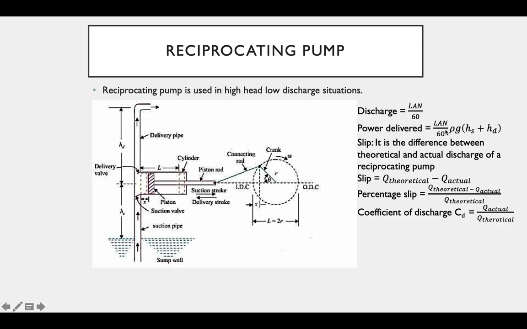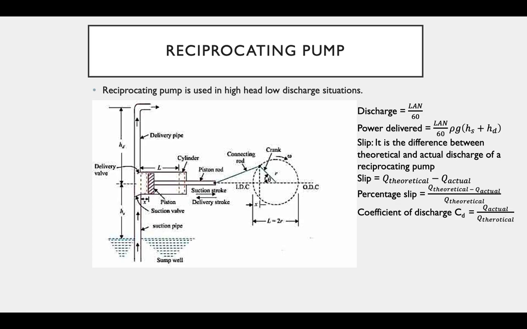Then power delivered is equal to LAN by 60 into rho g into HS plus HD. HS is the suction head and HD is the delivery head. Now there is a term known as slip. It is the difference between theoretical and actual discharge of a reciprocating pump. Slip is equal to Q theoretical minus Q actual. Percentage slip is equal to Q theoretical minus Q actual by Q theoretical. Then coefficient of discharge CD is the ratio of actual discharge by theoretical discharge.